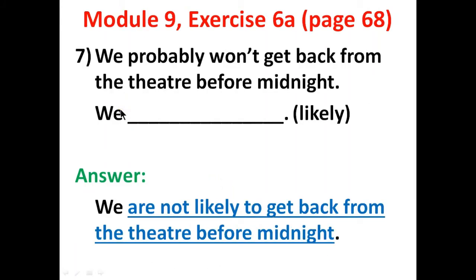And number 7, we probably won't get back from the theater before midnight. Yes, my dear students, you are going to make an answer for number 7 by using the word likely. We are not likely to get back from the theater before midnight. If the teacher gives you unlikely, then you will say we are unlikely to get back. Now the teacher has given you likely in the bracket to make a sentence. So you will say we are not likely. It means we will not come back. We are not likely to get back from the theater before midnight.